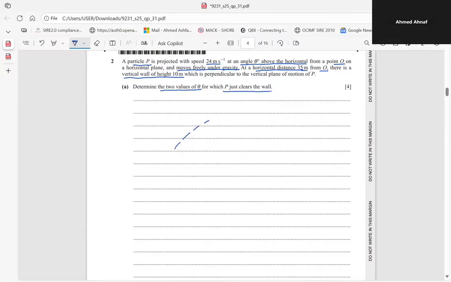Okay, so first let's draw the trajectory of the particle P as well as the wall. So let's sketch. So it's moving freely under gravity, hence the particle P is obviously experiencing projectile motion. Okay, so let the wall be here. So this wall is 10 meters tall, and it is 35 meters away from O. And then this initial velocity, it's theta degrees from the horizontal and 24 meters per second. So this is all the info we have.